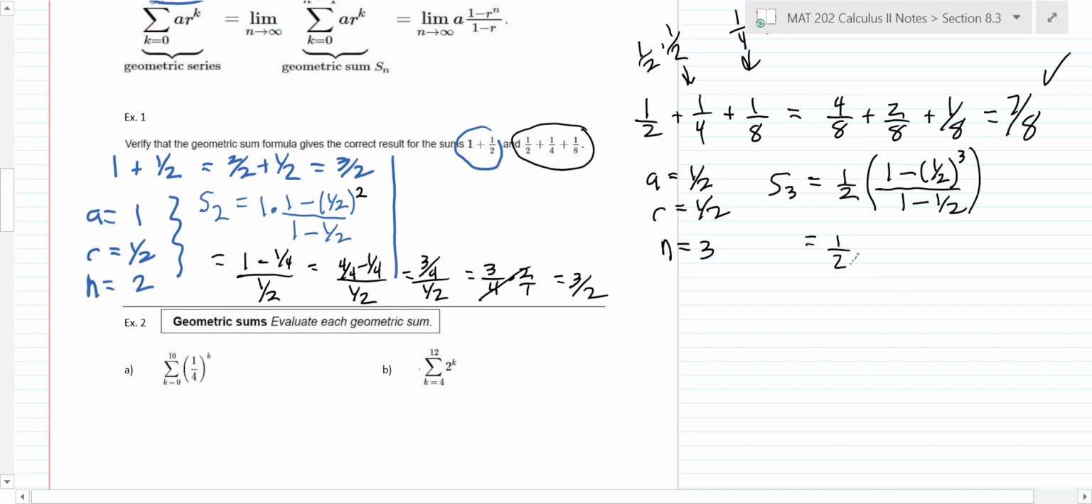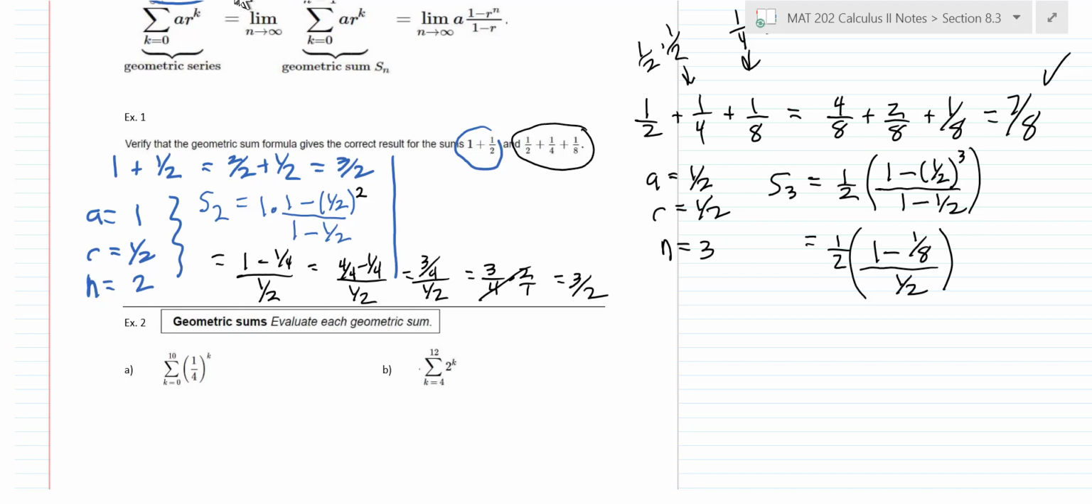All right, so let's see what we have. We have 1/2 here. We have 1 minus 1/8. If you take 1/2 to the third, that's 1/8. 1 minus 1/2 is 1/2. Now, I'm going to do something a little bit different on this one. You could go ahead and get a common denominator.